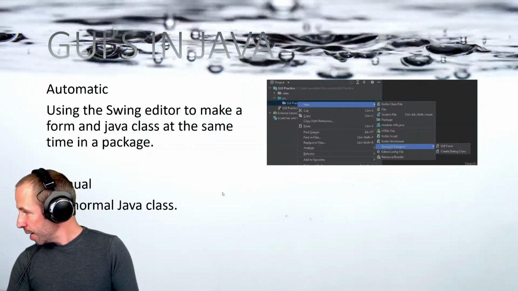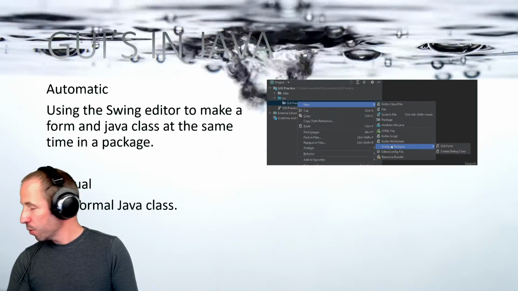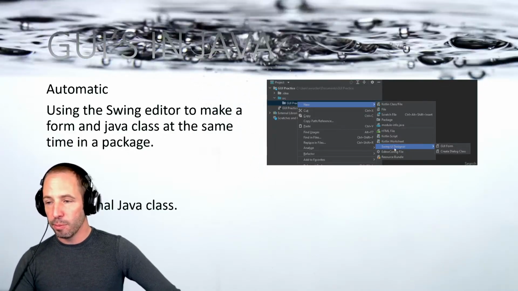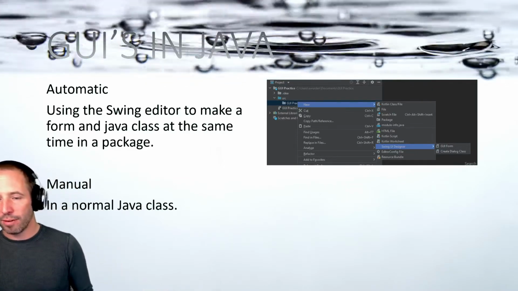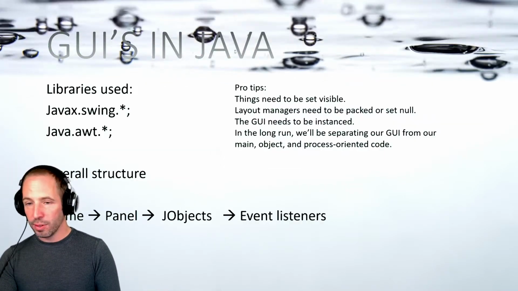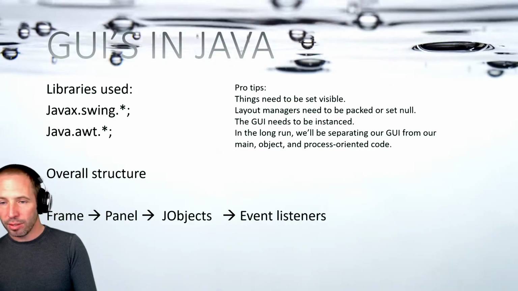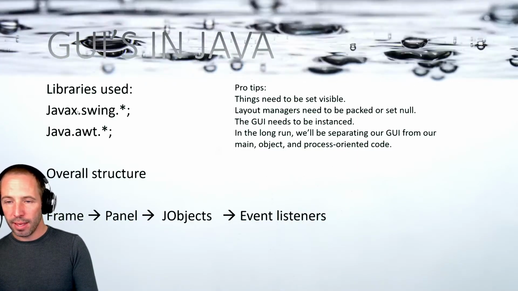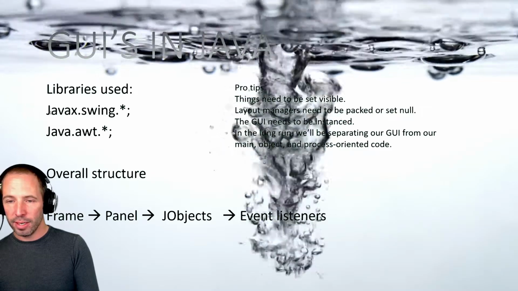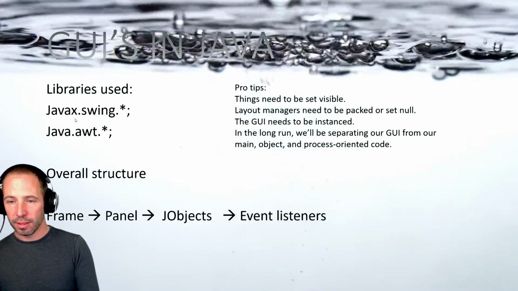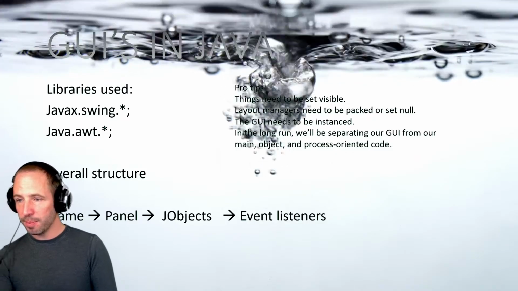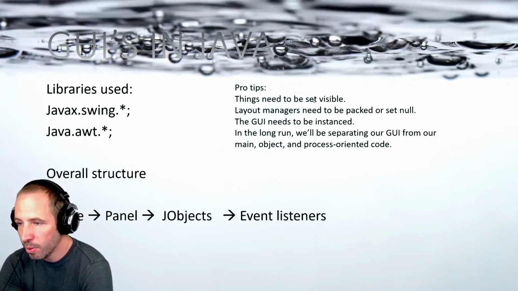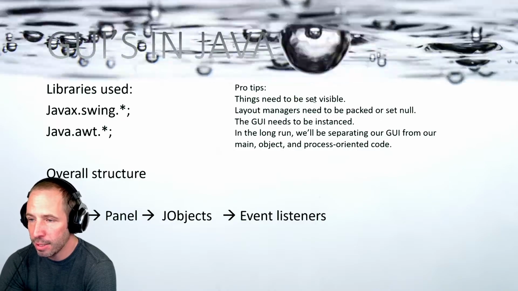Okay, other recap: you guys remember how to make it with the swing designer. We're not going to do that this time. This time we're just going to make a completely generic Java class and code everything right in it. So yep, absolutely normal Java class creation. We're also going to continue to call the same libraries. We'll have to do that by hand this time. Keep in mind that the swing library is javax, not just java. That x is important there. And yeah, some pro tips. We need to remember to set things to be visible, especially the frame as the last stage.